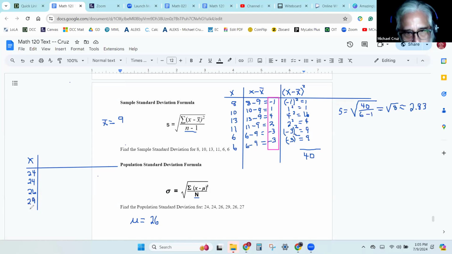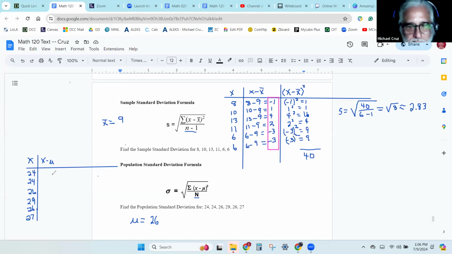Order doesn't matter. All right, so here's going to be x minus mu, which is the exact same calculation as the x minus x bar. It's just we're dealing with a population here. So let's just do this.